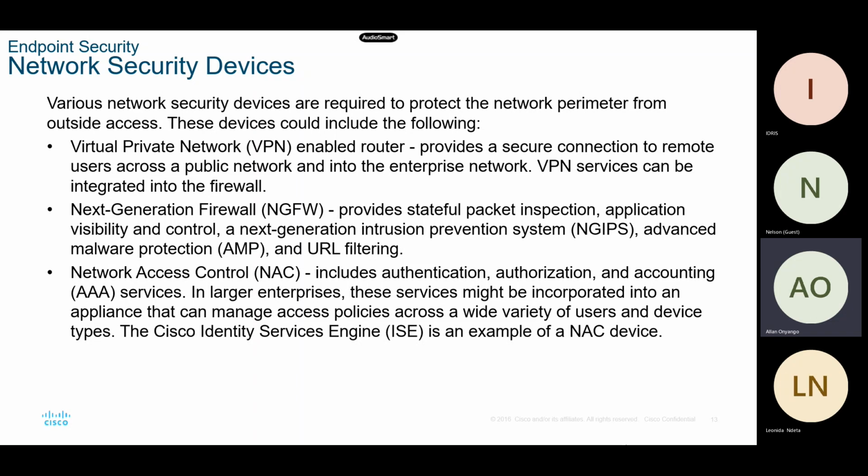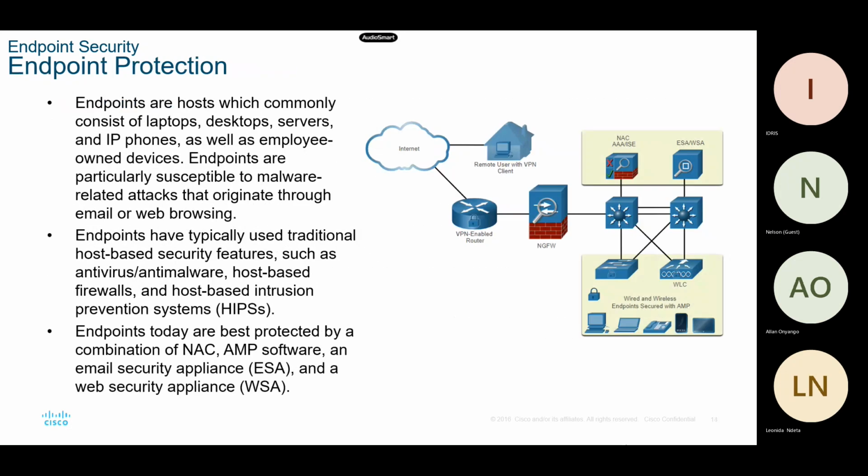Other devices include the network access control, which is a device which includes authentication, authorization, accounting, basically the AAA services. And they might include things like the Cisco Identity Services Engine, so on and so forth. So these are network devices that are on top of the list when we're talking about network perimeter security. But we need to have some protection, because some of those attacks could bypass those devices.